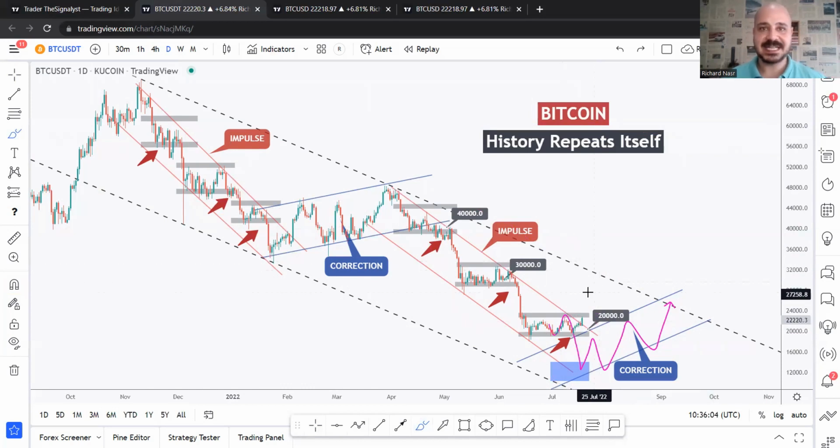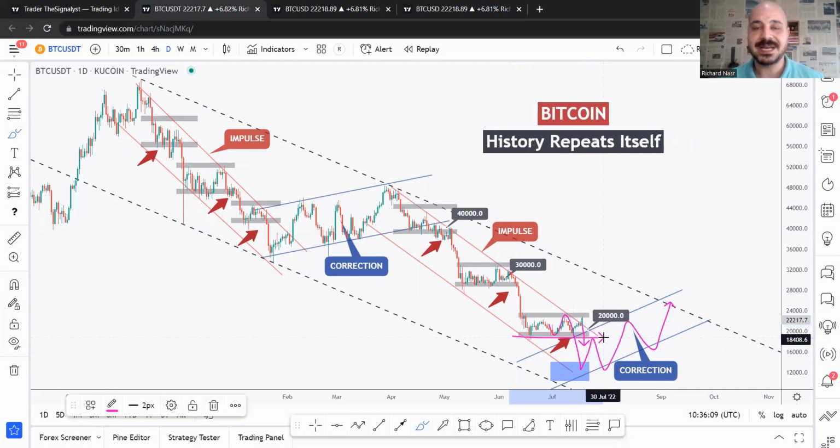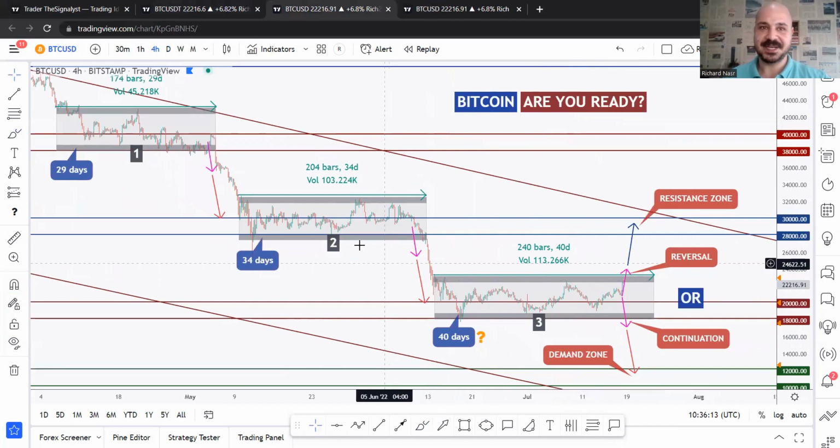But of course, for this scenario to play out, we need price, or Bitcoin, to go down and break below the lower bound, which would be around the 18K. Anyway, let me show it to you in a cleaner manner.